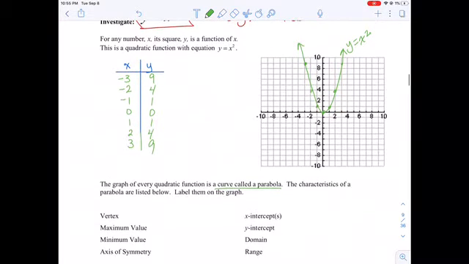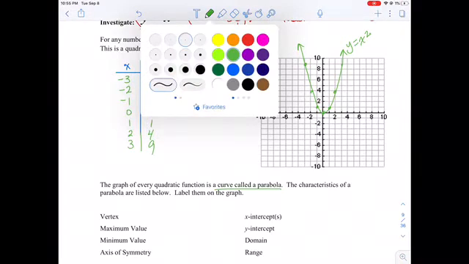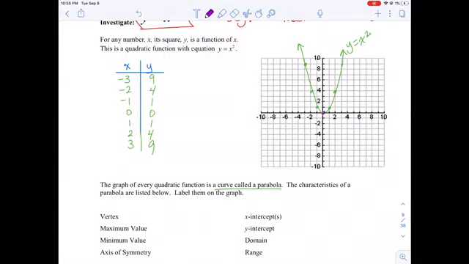Label them on the graph. So the vertex, we can see the vertex. The vertex is like the summit, either a lower or an upper summit. So our vertex here is 0, 0. Okay, there's our vertex of 0 and 0.